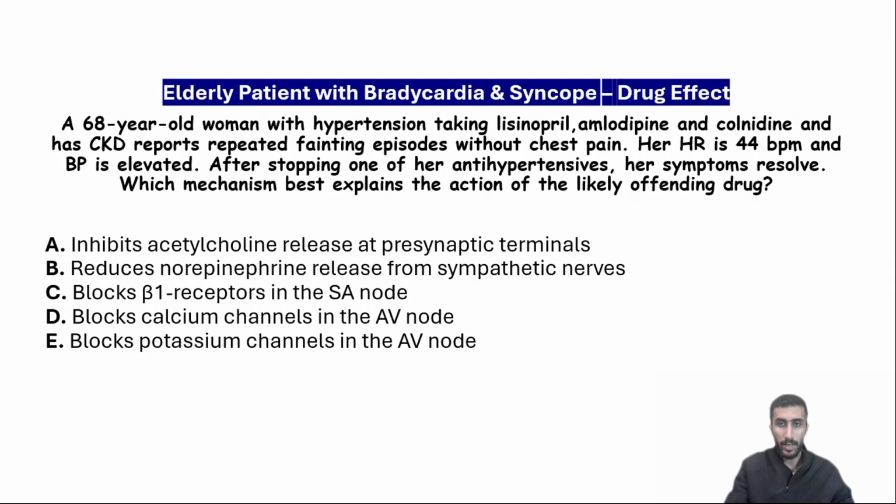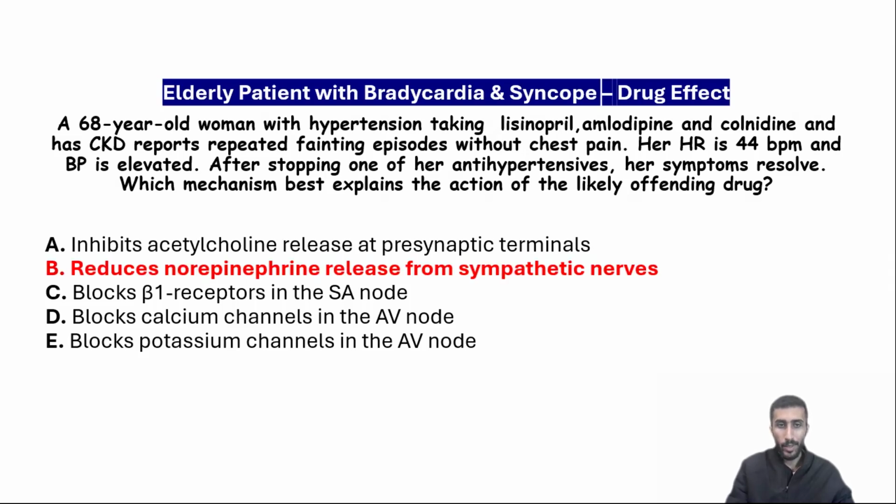So pause the video and think about the correct answer. And the correct answer is B, which is the reduction of norepinephrine release from the sympathetic nervous system. So this refers to the mechanism of action of clonidine. It has a peculiar mechanism of action.